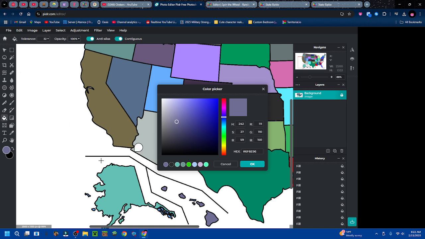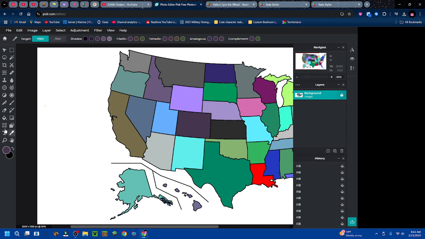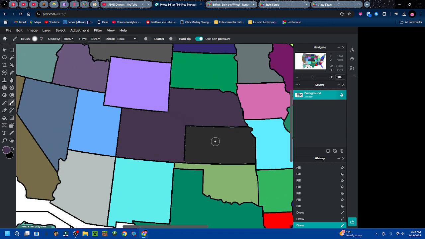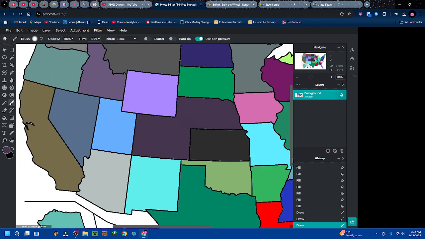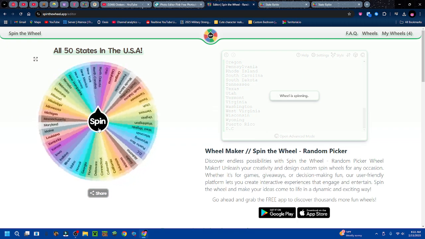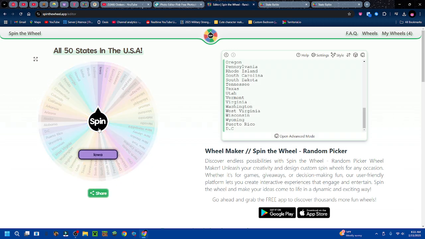Let's get the color picker. No, what? The color picker. And the paint bucket. Let's just brush over this. There we go. Fair enough. But next up will be... drink break.